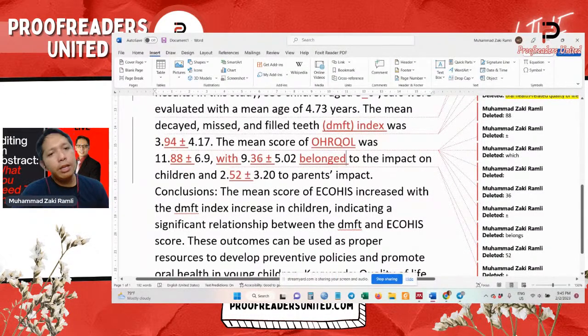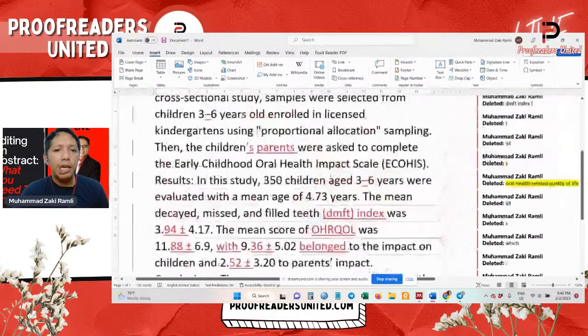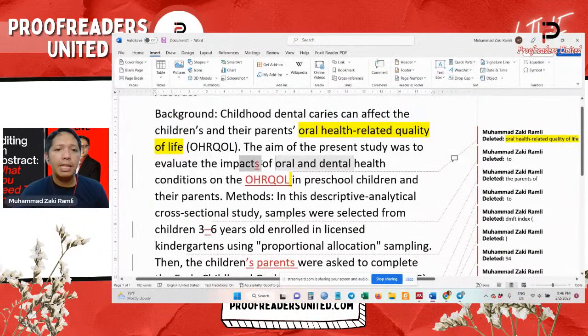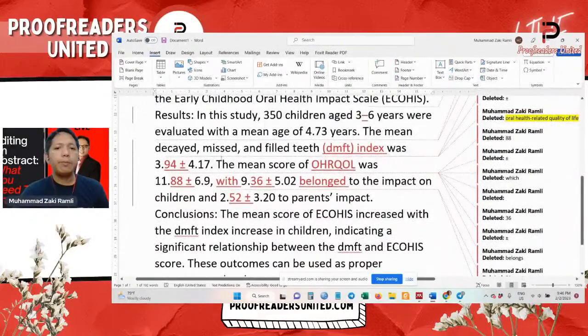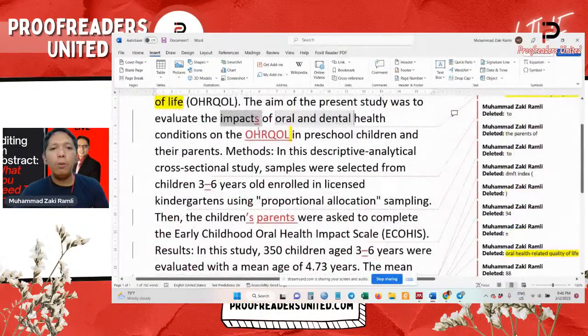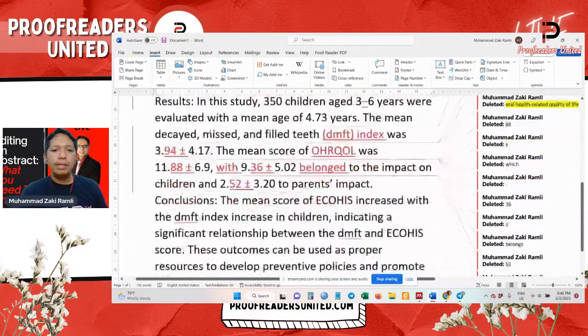Okay, with 9 point blah blah blah over here belonging to the impact on children, and 2.52 blah blah blah over here to parents' impact. So you can see that there are two impacts here. That's why earlier I said this should be impacts, because we are talking about not one impact only. So based on that, I can justify why I put the S over here to change the noun from singular to plural.